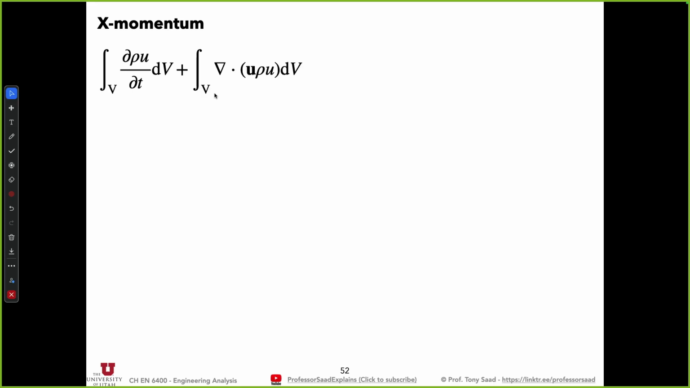For x momentum, that was my left-hand side, the accumulation and the advective flux, all in volume integrals. And that was equal to the summation of forces for x momentum. And this is a scalar equation. If this is not clear to you, make sure it is clear to you. Rho u is a scalar, and div of u rho u, although u is a vector, its divergence is going to give you a scalar. So the result is a scalar equation for x momentum. And F_x momentum is also a scalar. That's only the x momentum contributions of all the forces.